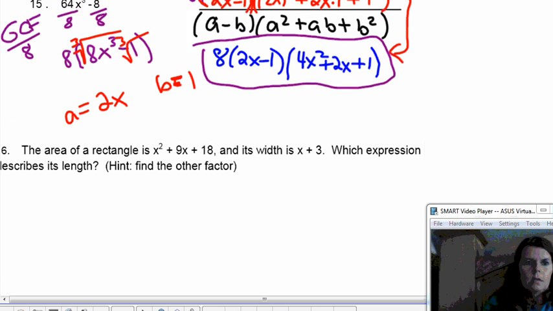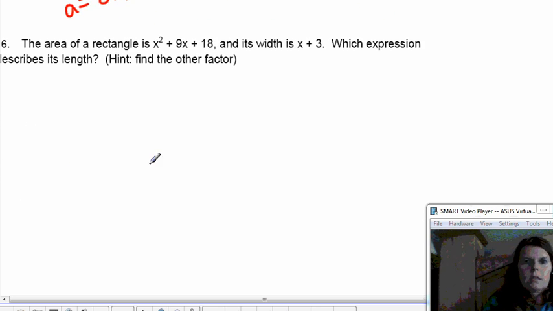Okay, next one. The area of a rectangle is x squared plus 9x plus 18. Its width is x plus 3. Which expression describes its length? Find the other factor. So we need to factor this. Is there a GCF? Nope. So what method are you going to use? Well, it's ax squared plus bx plus c, so it's the x game.